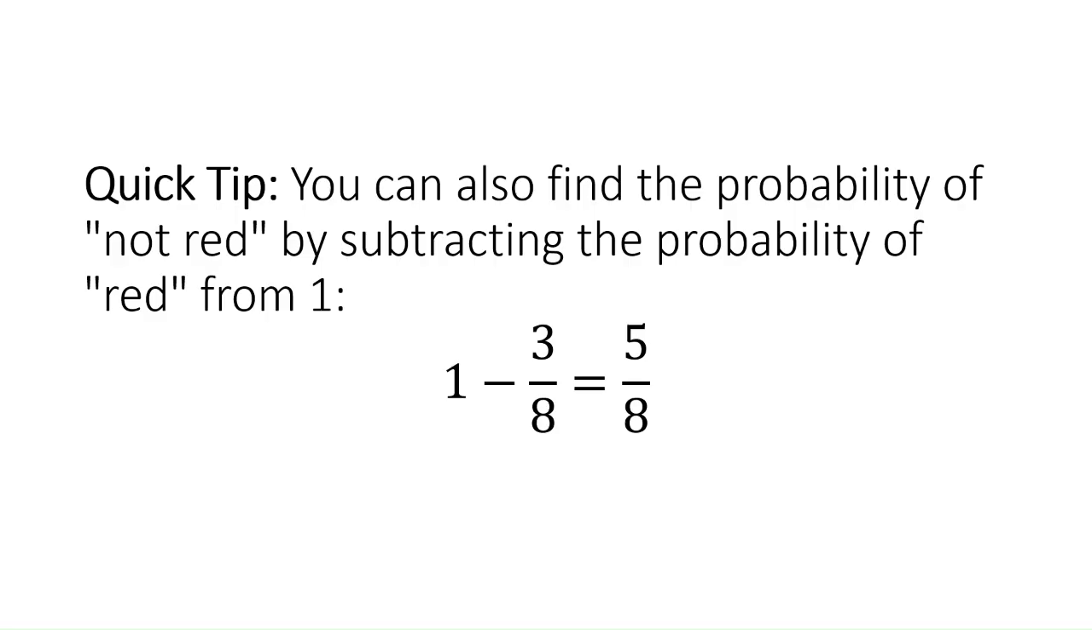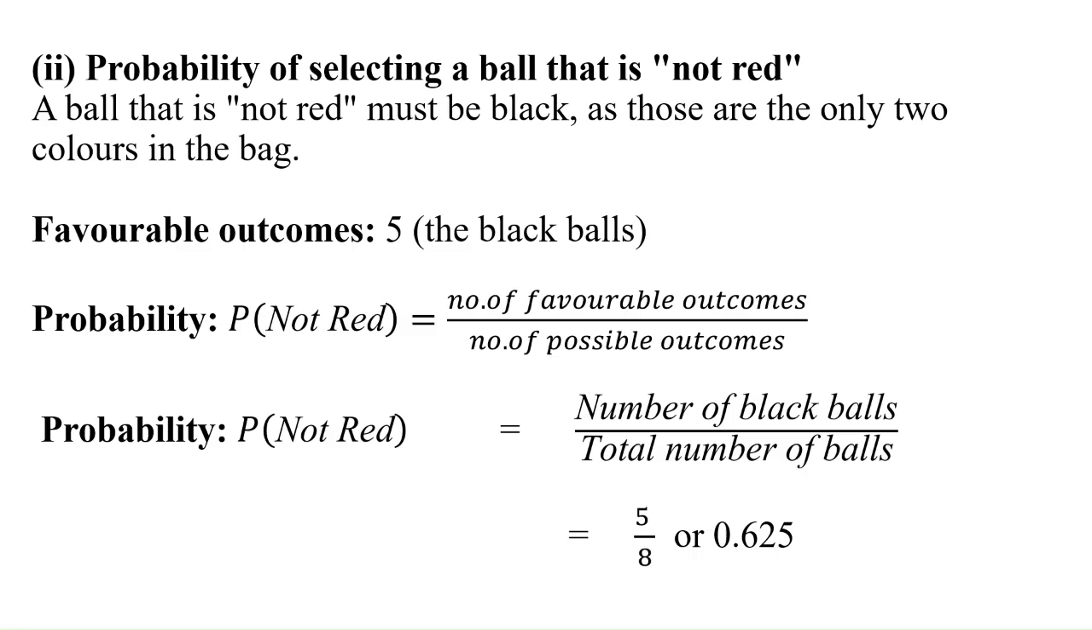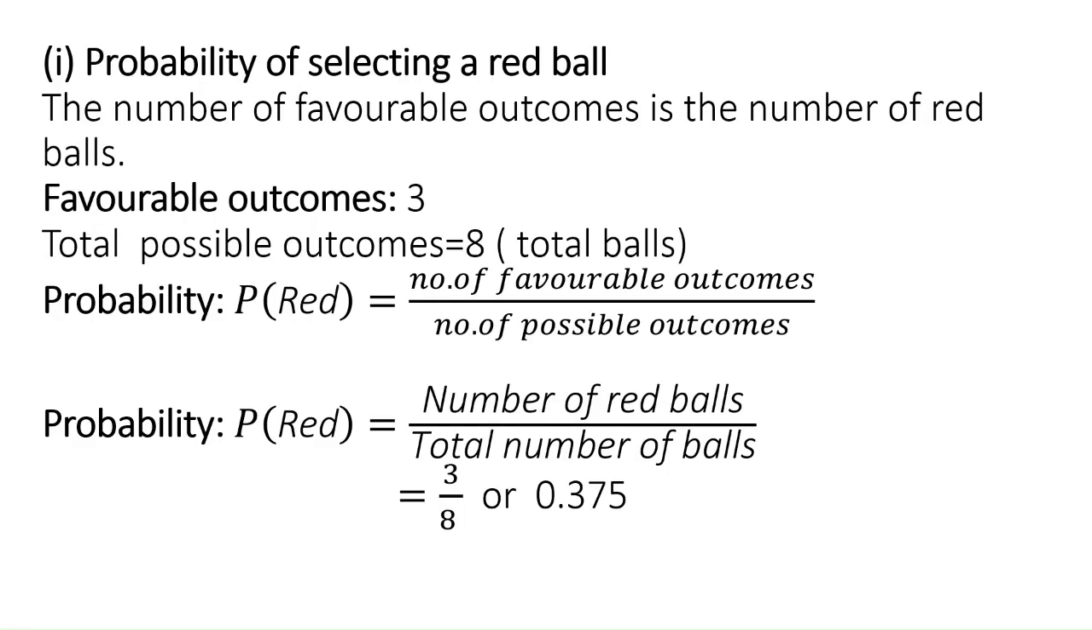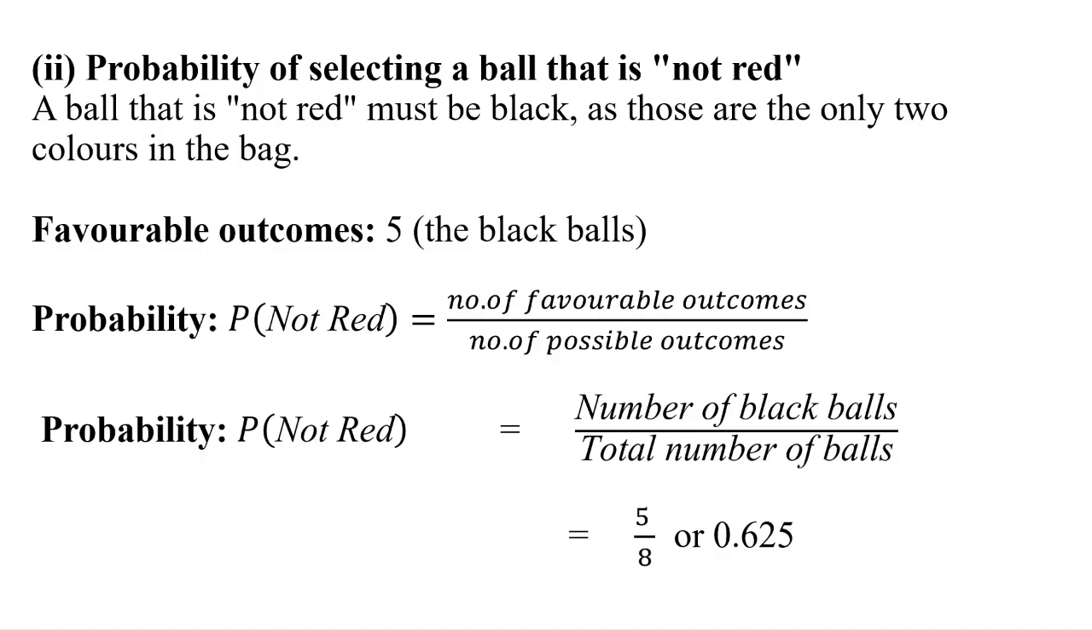So what is the final answer? The probability of selecting a red ball from a bag of 8 balls containing 3 red balls and 5 black balls is 3 by 8. The probability of selecting a red ball is 3 by 8, and the probability of selecting not a red ball, or selecting a black ball, will be equal to 5 by 8.